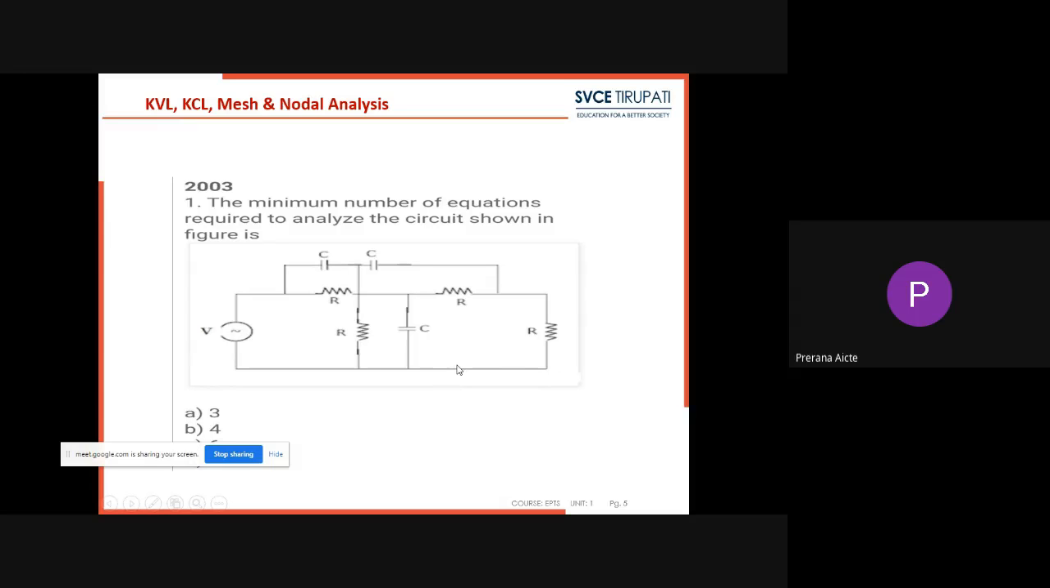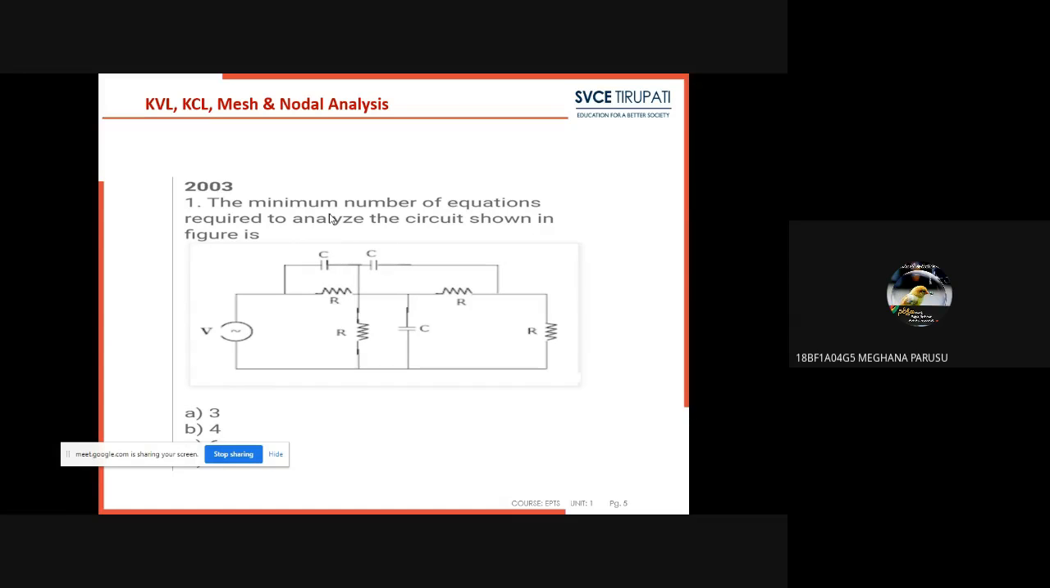In network analysis, most of the questions are problems, a logical way, and some theoretical as well. We know the basics of KVL, KCL, and mesh and nodal analysis. Yes or no? What is KVL? KVL states that, anyone?